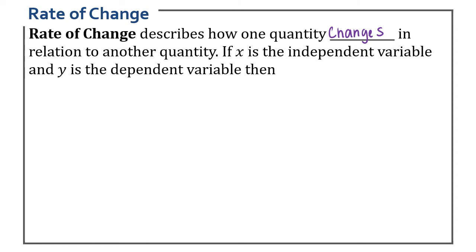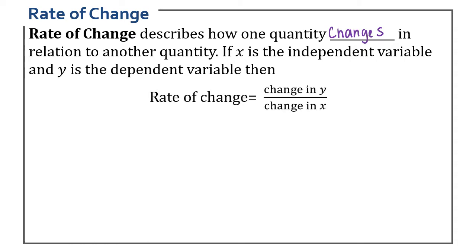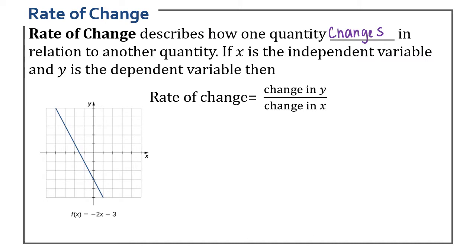If x is the independent variable and y is the dependent variable, then we can define rate of change as the change in y over the change in x. You may recall this formula. If we're looking at a linear function, this is the slope of the line.